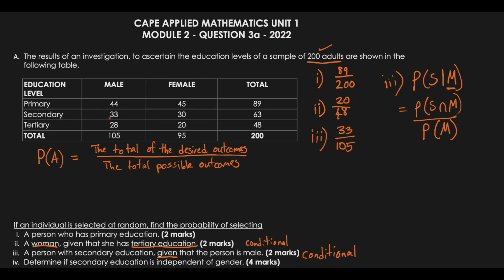So that would be 33. So we could have 33 over 200. That's the probability of this first part. And then we would have that divided by the probability of males. So we have a male here, 105 out of 200.